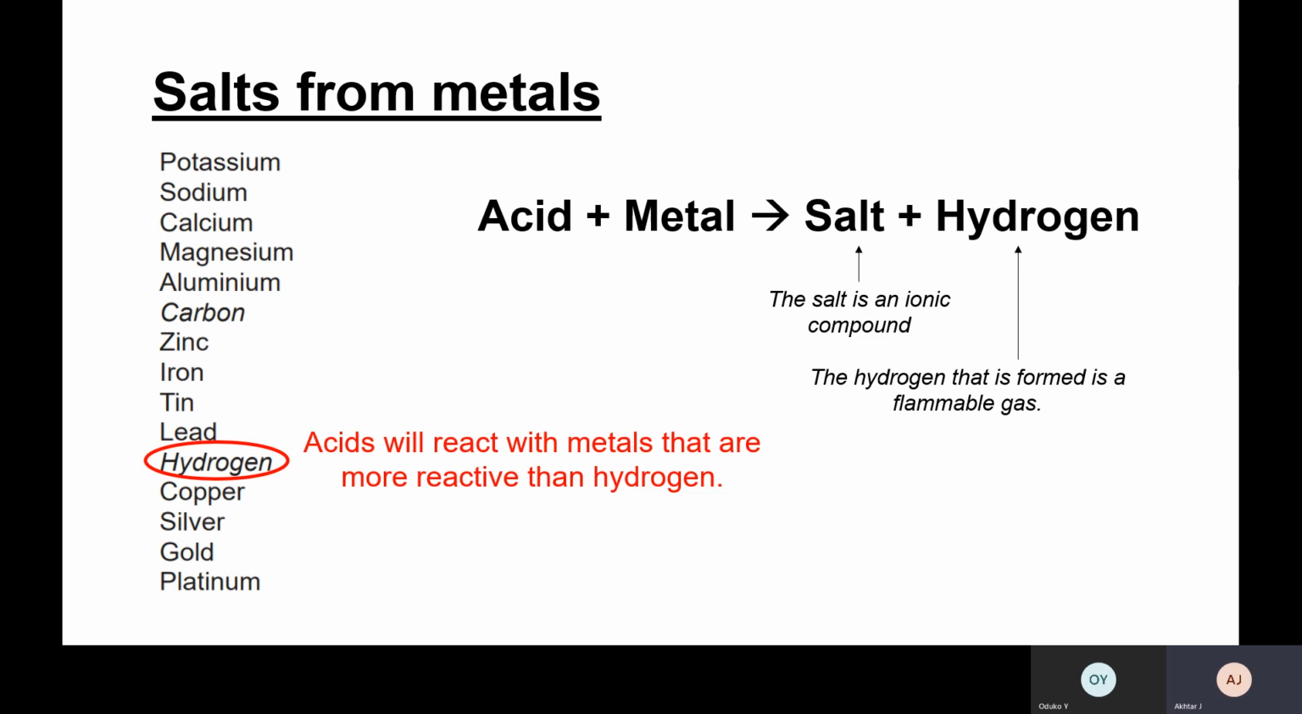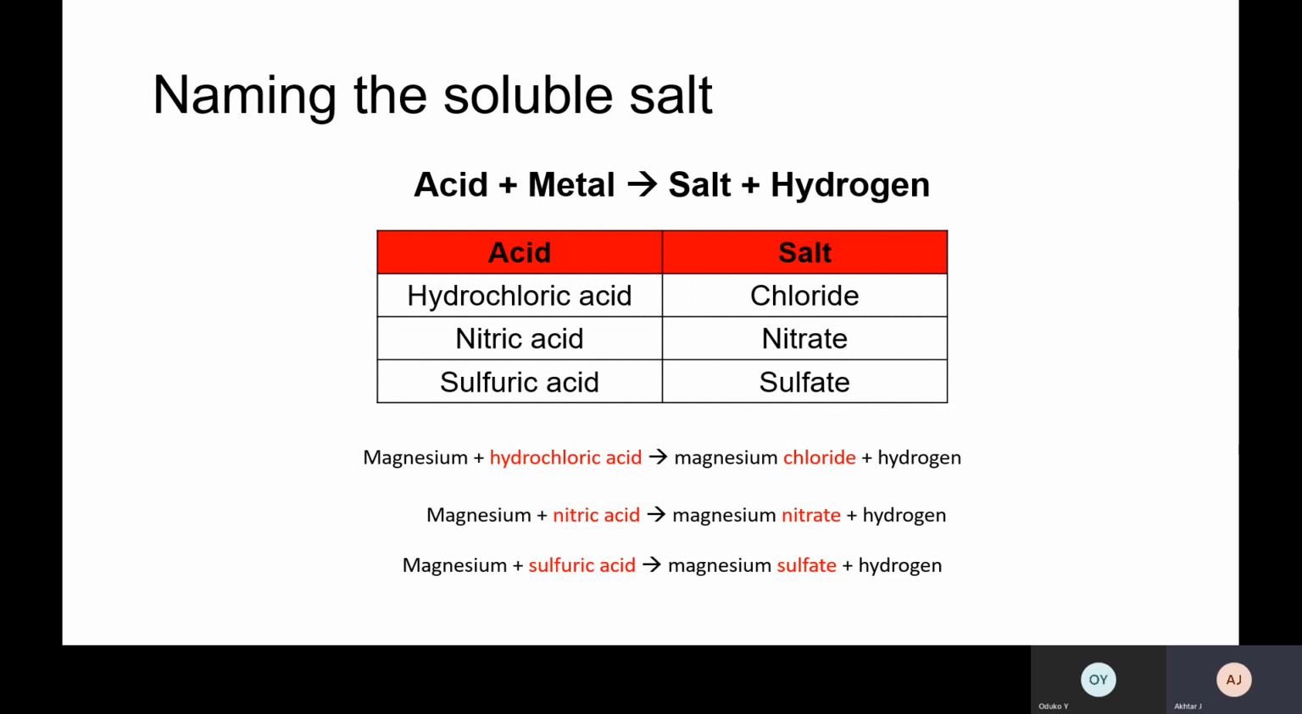So let's just look at the 3 acids that you need to know about. Again, we have covered this before. If the acid is hydrochloric acid, then the salt formed would be a chloride. So if we look at the example below, we've got magnesium and hydrochloric acid makes magnesium chloride, and don't forget to add on the hydrogen. We have nitric acid, then we make a nitrate salt, and if we've got sulfuric acid, then we make a sulfate salt. So just remember, guys, depending on the type of acid, that will determine the type of salt.